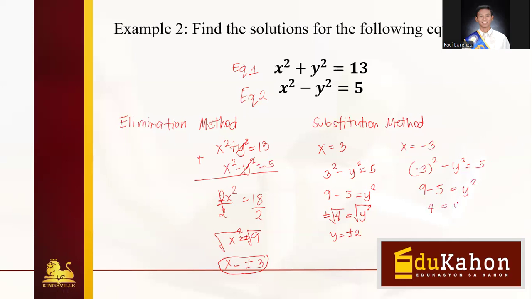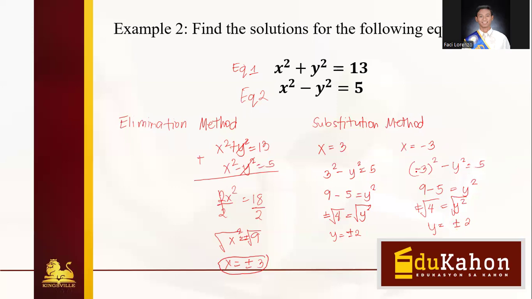And if we try to get the square root of this one, we will be having the values for y is equal to positive, negative 2. So meaning, for x is equal to 3, you will be having possible values for positive 2 and negative 2. And for negative 3, we will be having possible values for positive and negative 2.